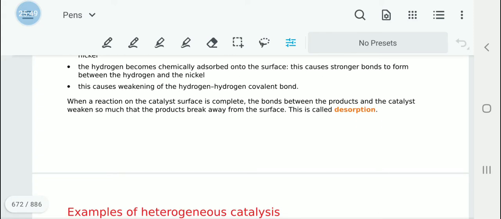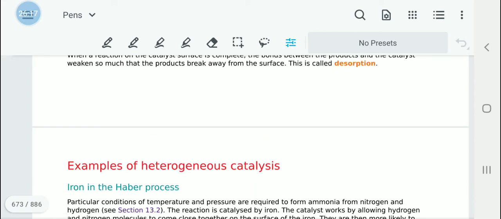Then when the reaction on the catalyst is complete, the bond between the products and the catalyst will weaken. So then it would go away. That is, after the reaction has occurred, it would break away. This is known as desorption.